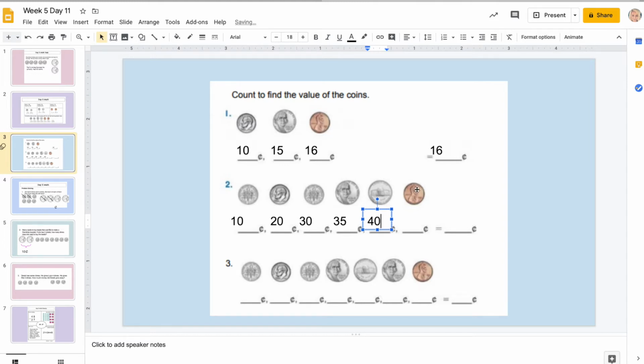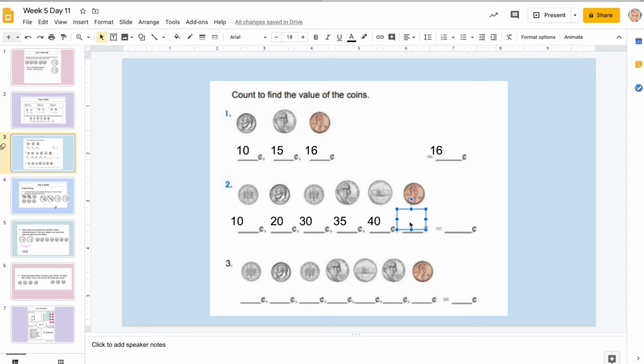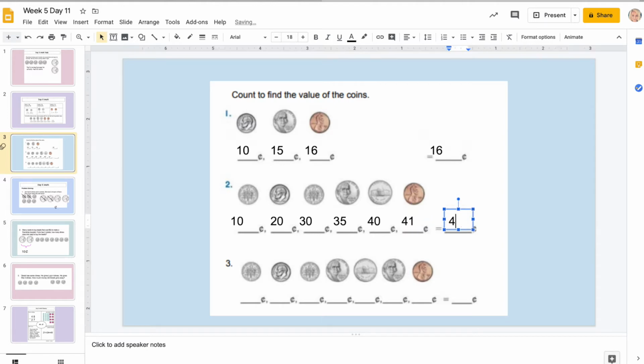And then if we add the penny to that, we're just increasing it by 1. So that is going to be 41. So the total value of these coins is 41 cents.